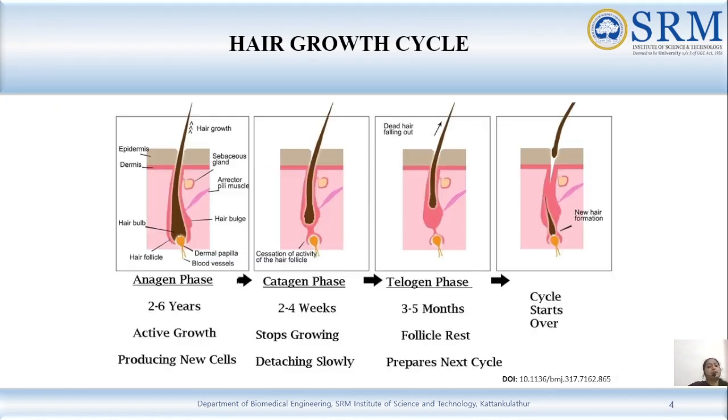Next, this is the hair growth cycle, wherein you first have the anagen phase. In this phase, if you can see, the hair is attached to the follicle. It is getting a good supply from the blood vessels, enabling the growth factors to reach the hair cells, and thereby it is in an active growth phase.